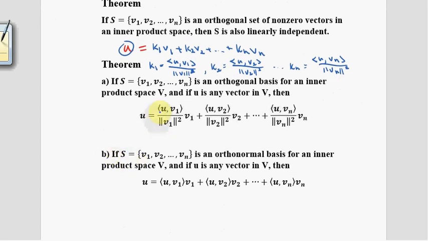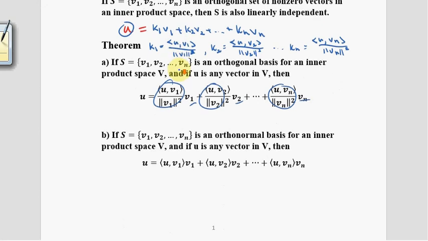Part B, well, Part A says that if S is a basis, and it happens to be an orthogonal basis for some inner product space V, then U can be written as a linear combination of those vectors from the basis with the scalars K1, K2, and so on, K sub n, being that number there. Now look, again, this inner product divided by this norm squared is a number, so it's a scalar.